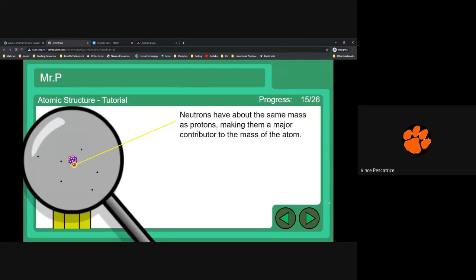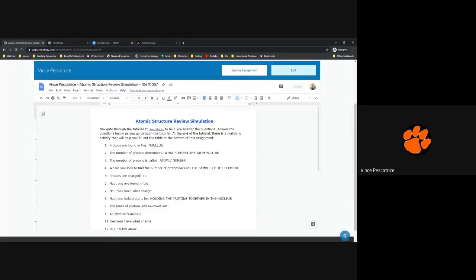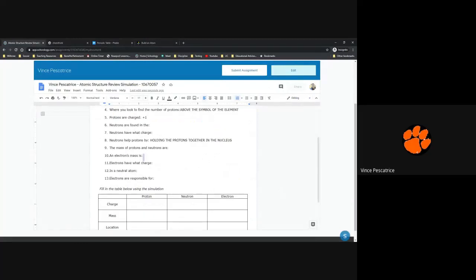All right, so neutrons have basically the same mass as a proton. So they are another contributor to the mass of an atom. So the mass of the atom is made up of the protons and the neutrons. That's an important thing to remember. The mass of the protons and the neutrons are the same.